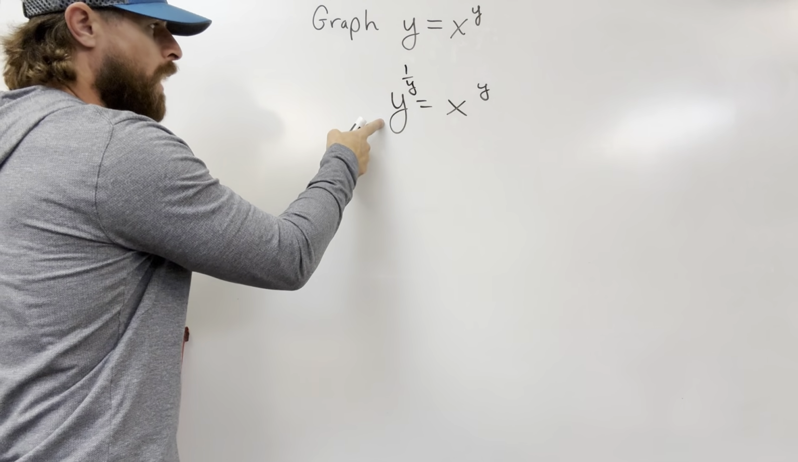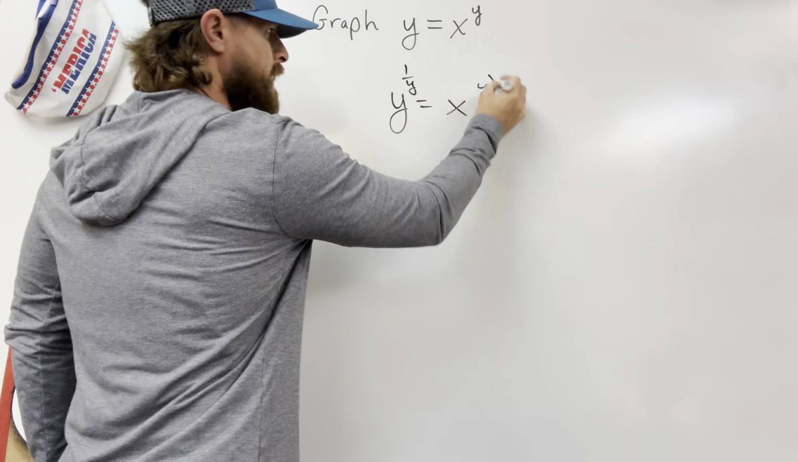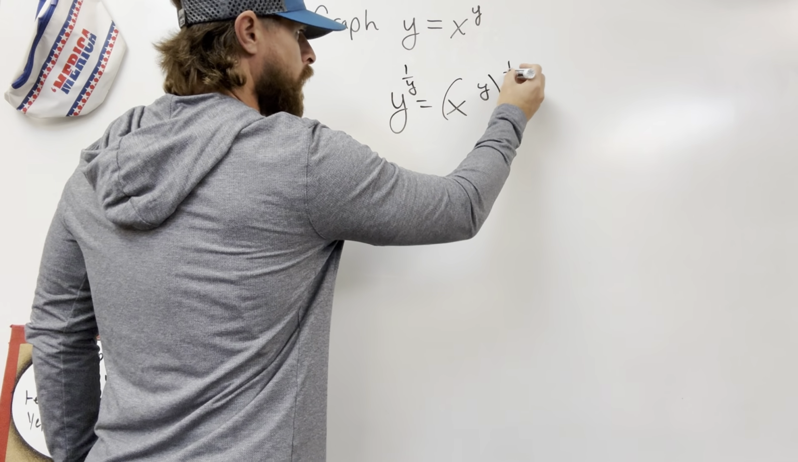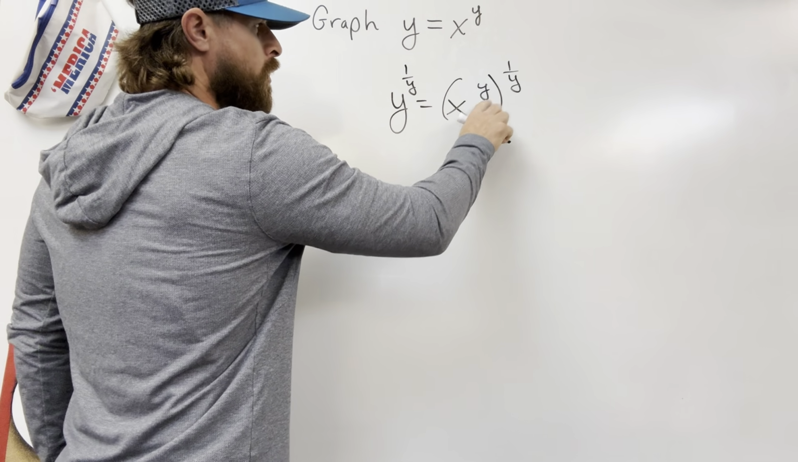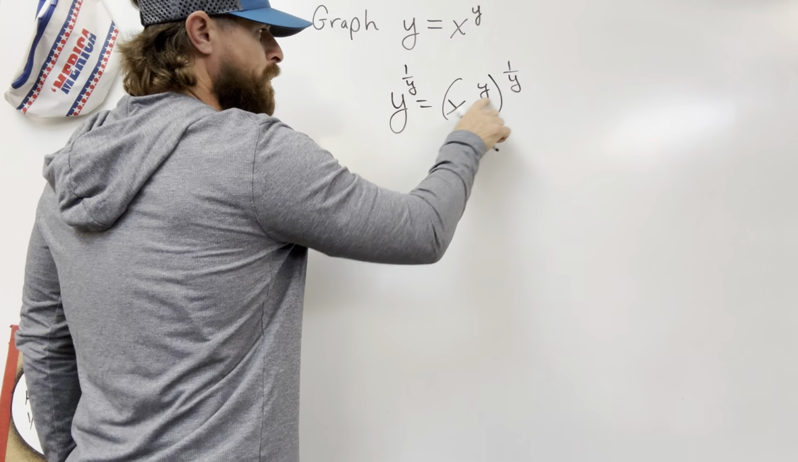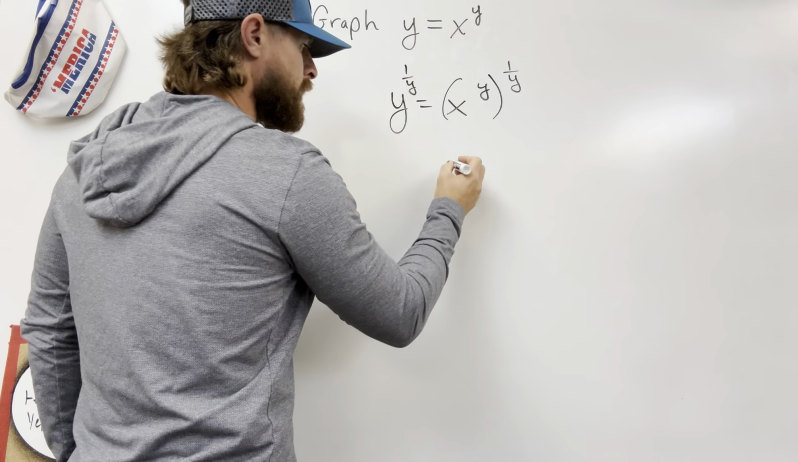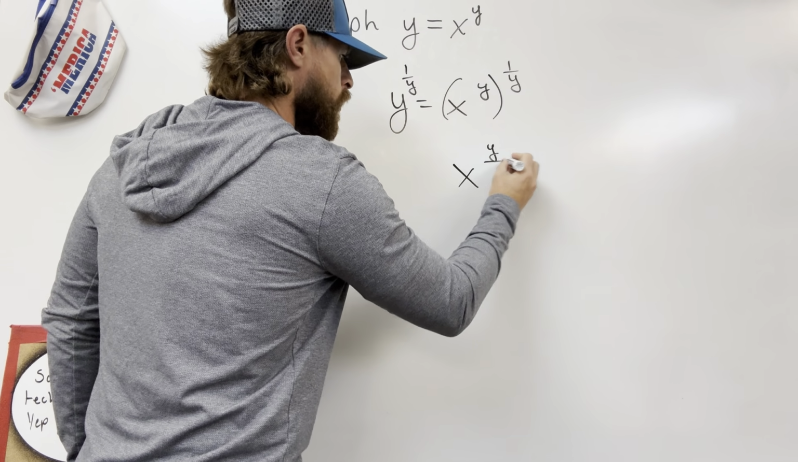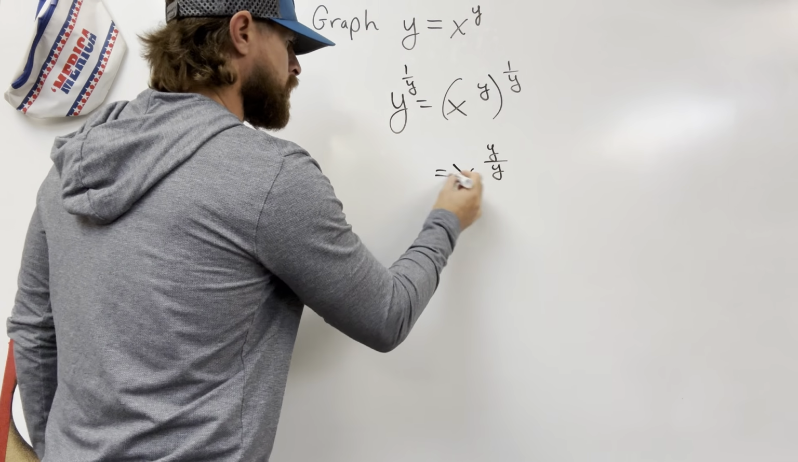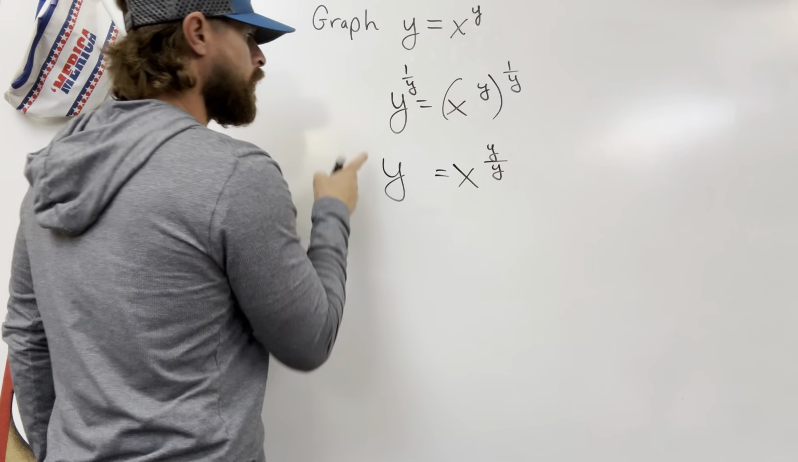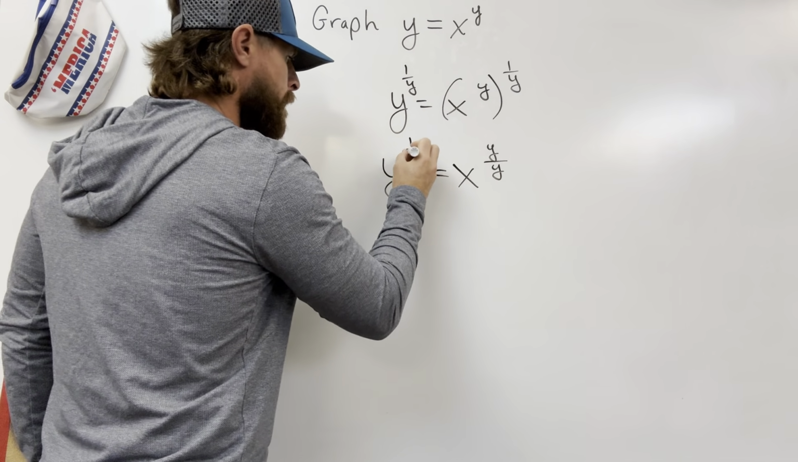So if I put y to the power of 1 over y, I need to also raise the right side to the power of 1 over y. Our power over a power rule tells us we need to multiply these exponents together. And when we multiply y times 1 over y, you're going to get x to the y over y. Well, I'll show you why that's important in just a second. Over here we have y to the power of 1 over y.